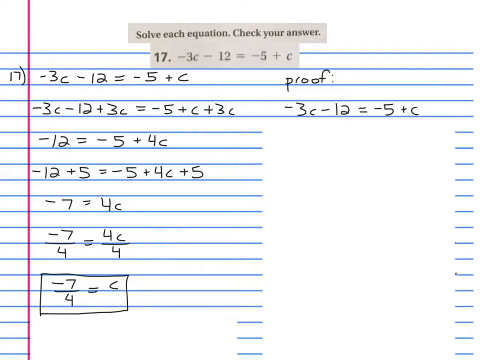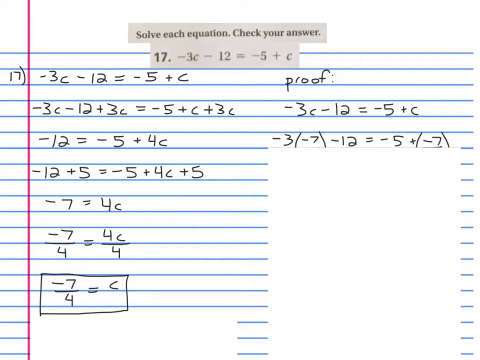For the proof, we're going to write the original equation: negative 3c minus 12 equals negative 5 plus c, and then rewrite it again, but wherever there was a variable, we're going to put parentheses, and we're going to put in the value we found, negative 7/4. Notice what I did. Because I have a fraction for what c is equal to, when I put parentheses to replace c with its value, I leave 2 lines. I make it 2 lines high.